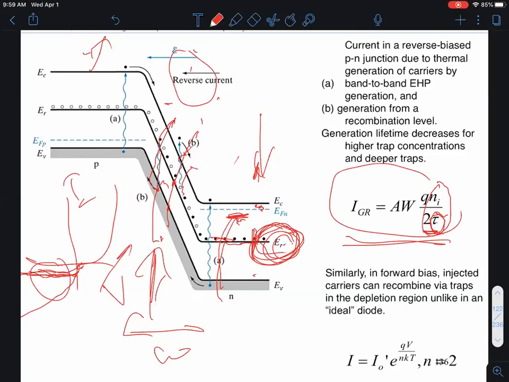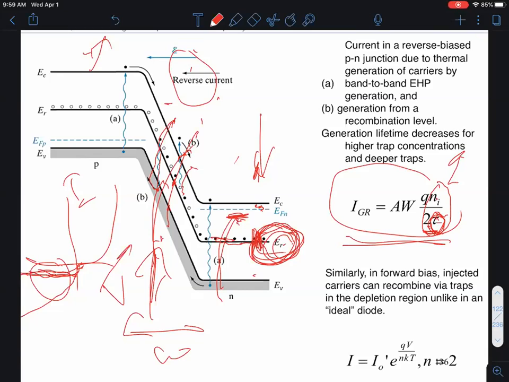Now I'm not going to go through the derivation of that, but hopefully that's reasonable, because if I have a low lifetime because of a lot of defects or defects near the middle of the gap, your lifetime will be smaller. Therefore, the rate at which I excite electron hole pairs, which is Ni divided by 2 times tau, would go up, right? That gives you the particle generation rate, electron hole generation rate per unit volume.